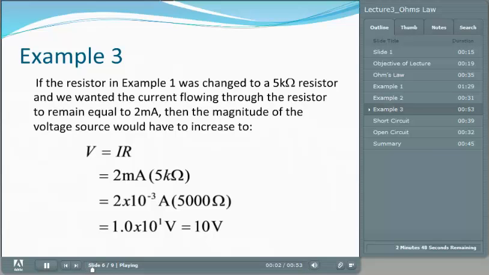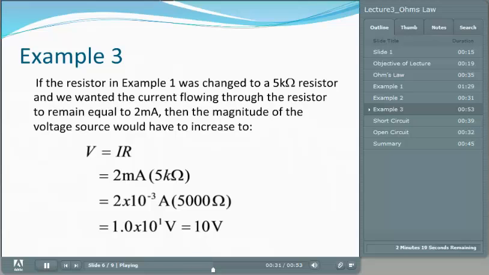Suppose we have that 5 kiloohm resistor, yet we want the same amount of current flowing through that 5 kiloohm resistor as we had originally calculated for the 1 kiloohm resistor, that being 2 milliamps. We now need to find out what magnitude the voltage needs to be in order to drive that much current through the 5 kiloohm resistor. Using Ohm's law, V equals IR, we find that the voltage required is 10 volts.